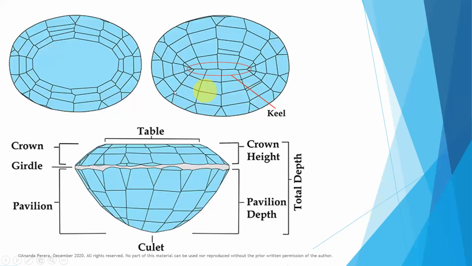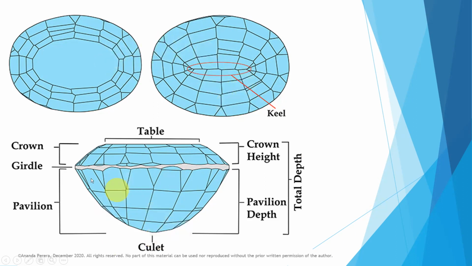Look at this. This is the top view. This is the bottom view. In the bottom view, no culet. There is a culet line here. Inside the red circle, it is mentioned as keel. This is top side, this is bottom side. That means crown and the pavilion.